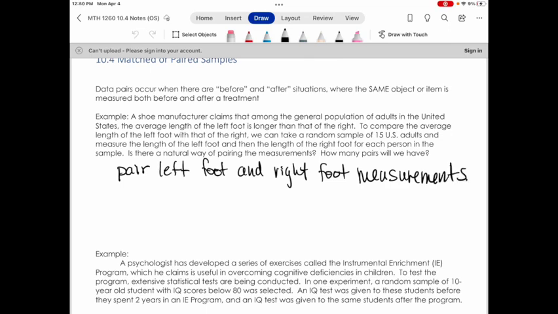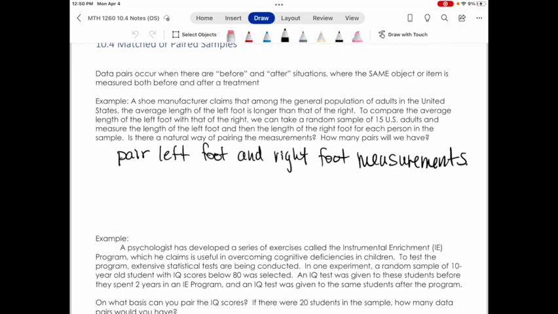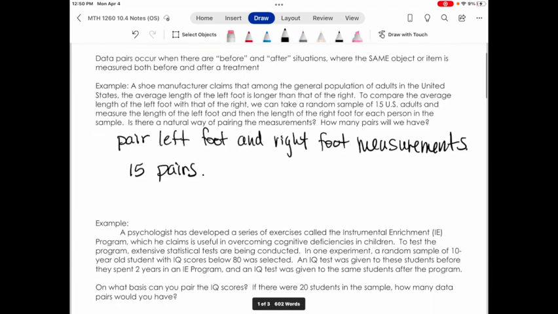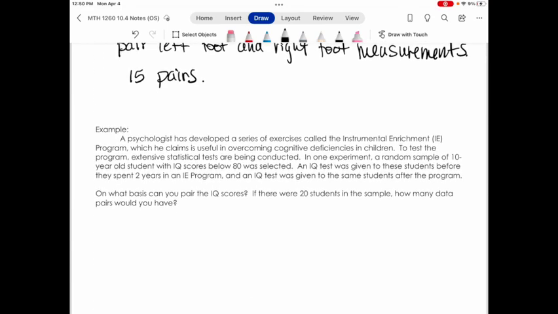So we want to make sure that the left foot and the right foot that are being paired up are coming from the same person. So that person is serving as that matching link between the two distributions of the left foot and the right foot measurements. Now, because we're measuring 15 people, there's going to be 15 pairs. So there's going to be 15 left foot measurements and 15 right foot measurements, and then when we pair them up, it's going to be 15 pairs. So these are dependent samples. Let's look at the next example.